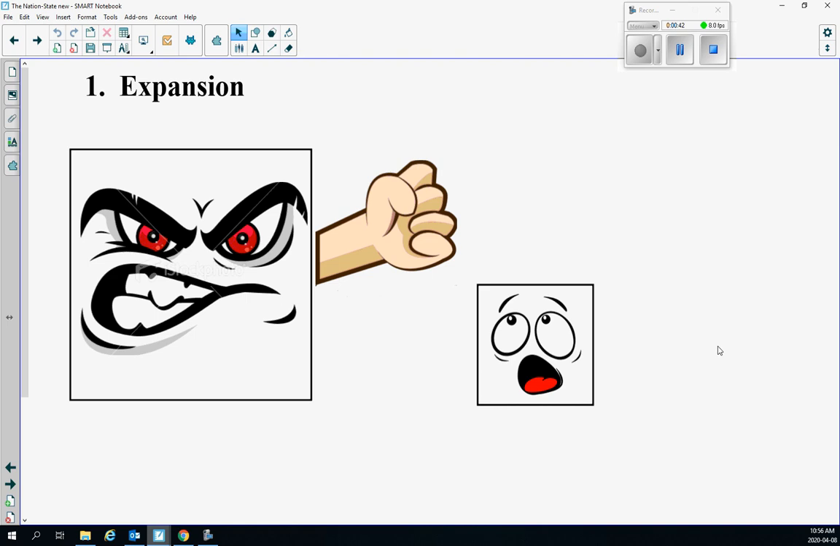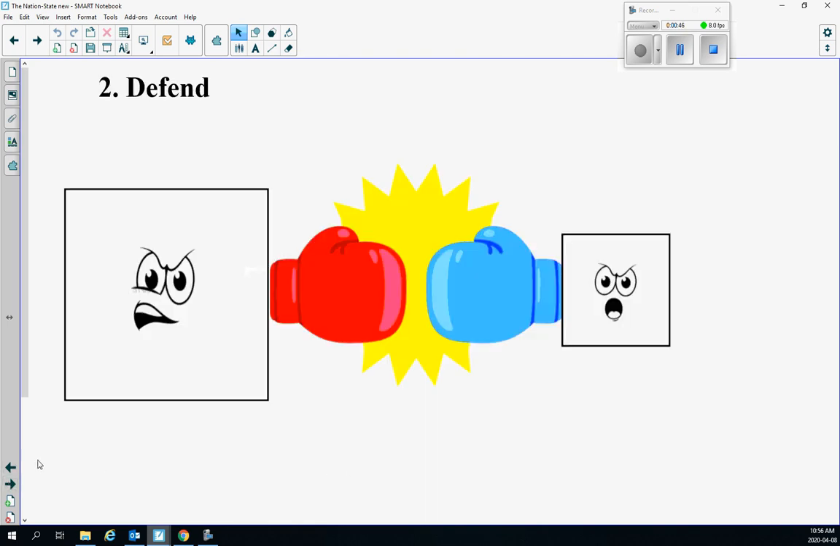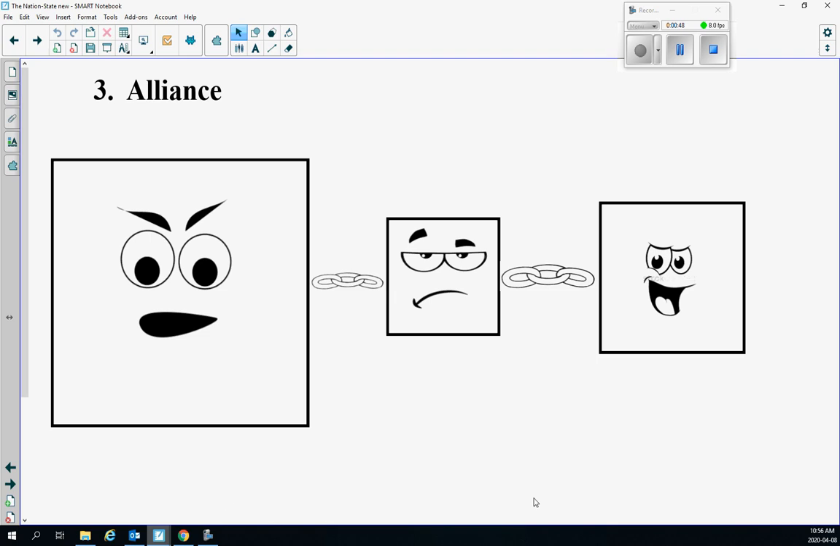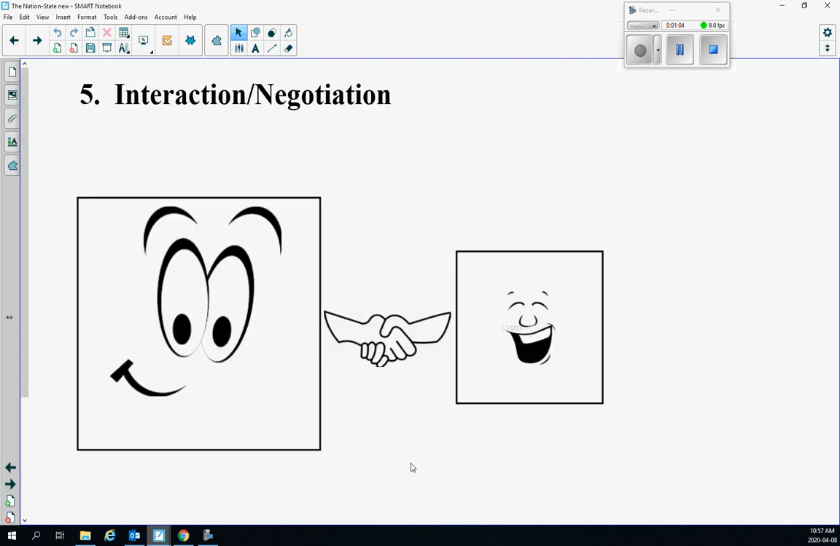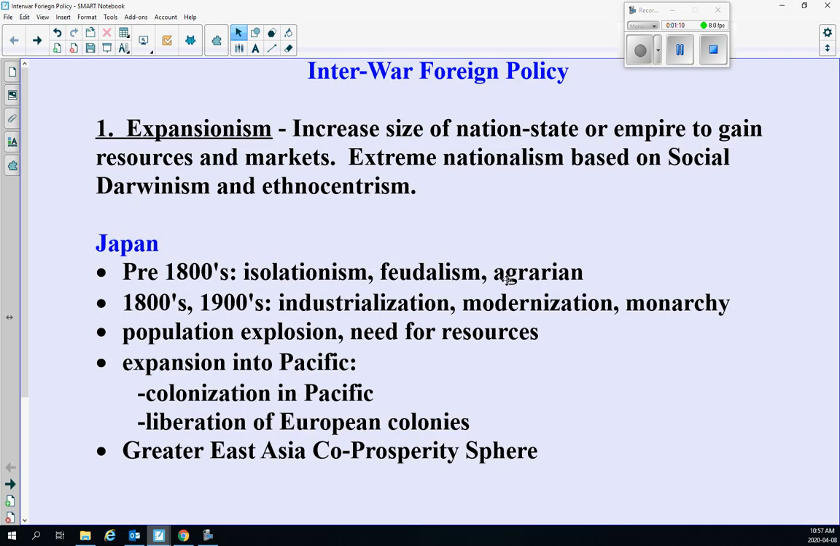If you'll recall, they can choose to expand, they can choose to defend, they can forge alliances. Some may not want to be part of an alliance, but they've really got no choice if they want to ensure their security. Some may choose to isolate and set themselves apart from the others. And finally, you may interact and forge negotiations. So those are the options open to a nation state. Let's see what some of them are up to between the wars.